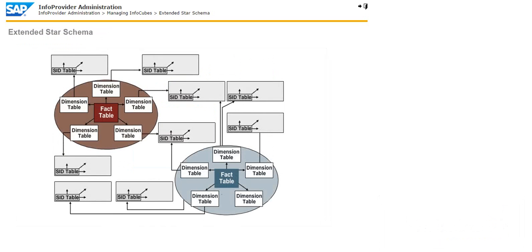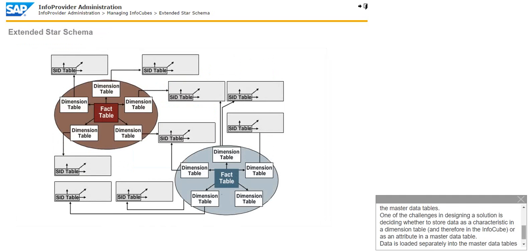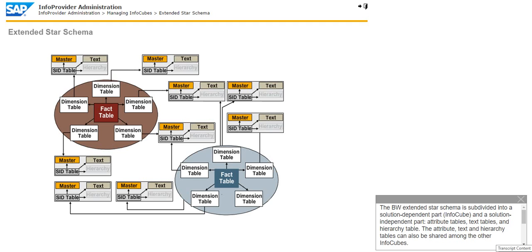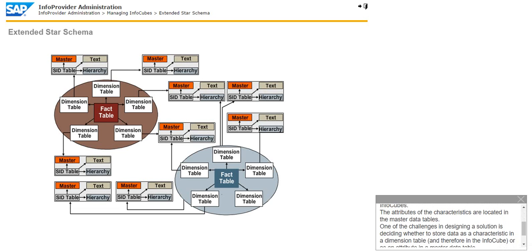The BW extended star schema is subdivided into a solution-dependent part, that is, InfoCube, and a solution-independent part: attribute tables, text tables, and hierarchy table. The attribute, text, and hierarchy tables can also be shared among the other InfoCubes. The attributes of the characteristics are located in the master data tables.